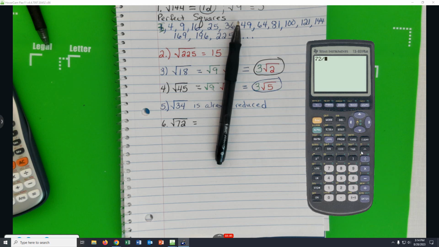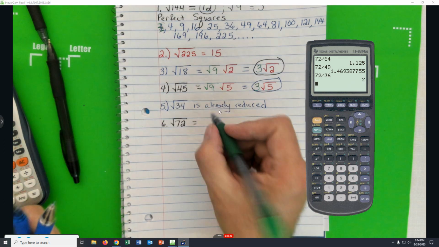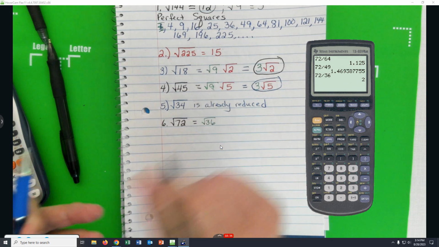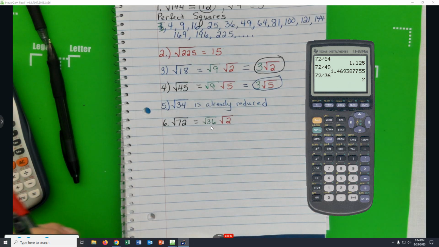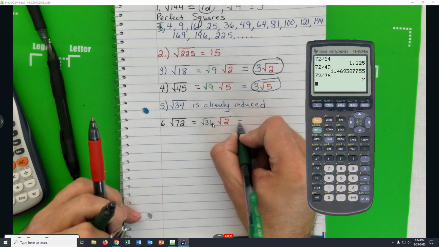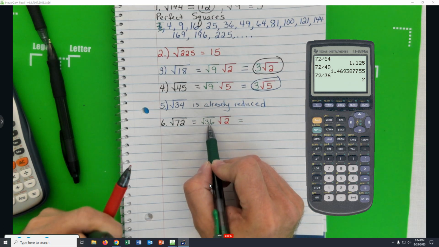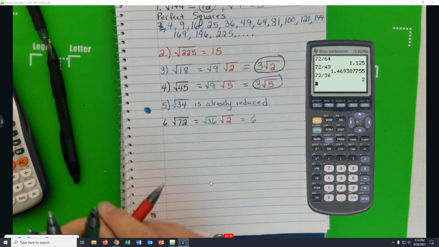72. Okay, I'll start with the biggest perfect square that's smaller than 72. Well, 64, obviously, there's going to be a remainder there. 72 divided by 49, another remainder. 72 divided by 36, what happens? There it is. 36 times 2 is 72. So the square root of 36, what green number am I going to write? 6. Good. And then the square root of 2.